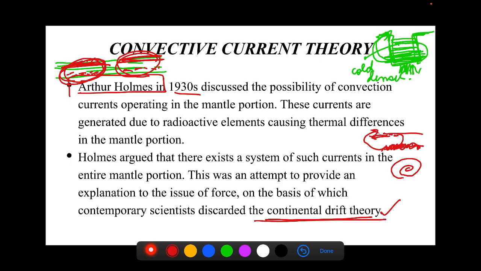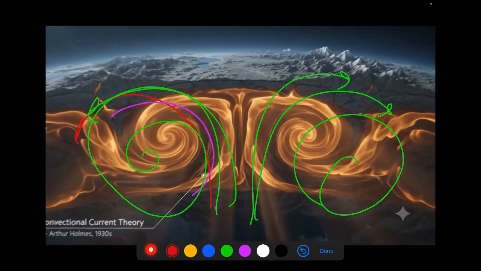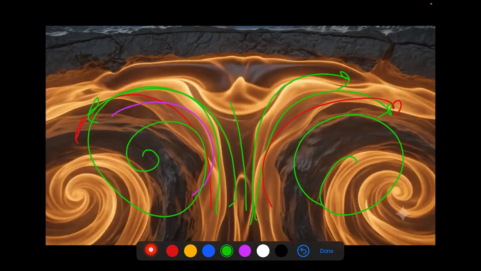They were pole-fleeing force and tidal force. These are not strong enough. So Arthur Holmes wanted to give a force to this continental drift theory. We'll see it once again. You can see these convective currents. Now, if these move in different directions, the land mass will break and it will also move in different directions. We'll understand this more in the plate tectonic theory in the upcoming lecture.